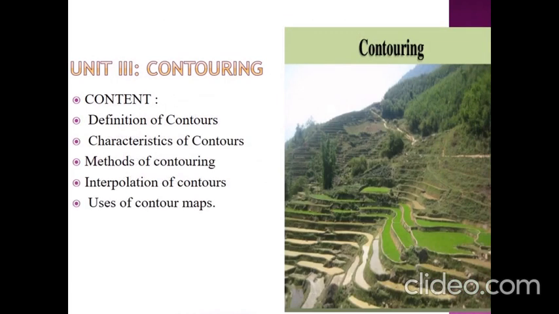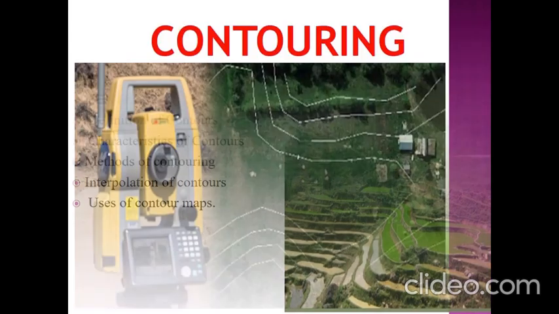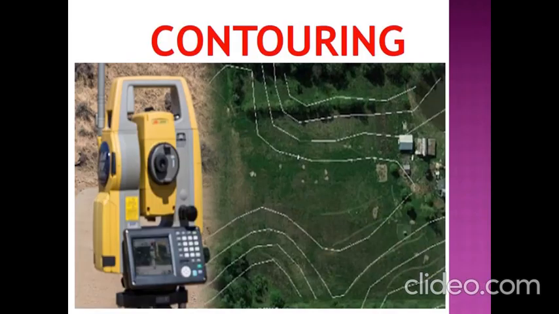So the content of today's discussion is: definition of contours, characteristics of contours, in which about 12 characteristics are there. Then methods of contouring, in which two methods are there, direct contouring and indirect contouring. Then interpolation of contours, and last, the use of contour maps. So let us start with contouring.